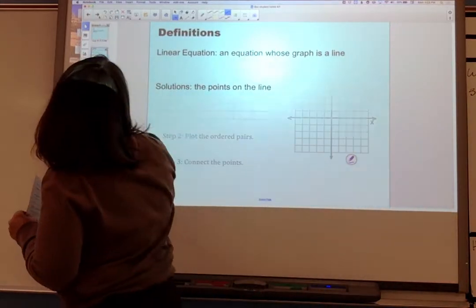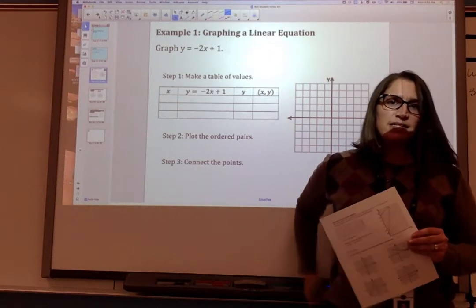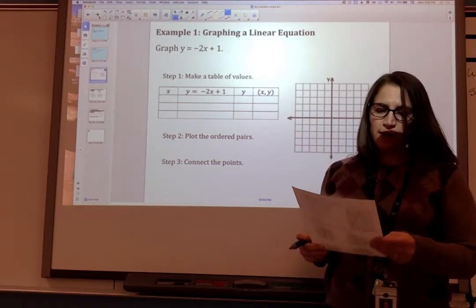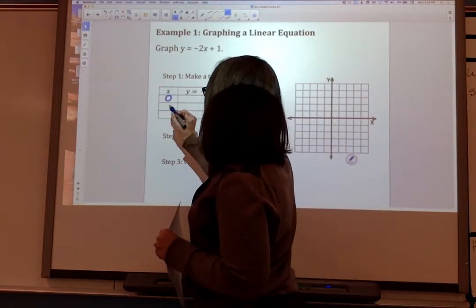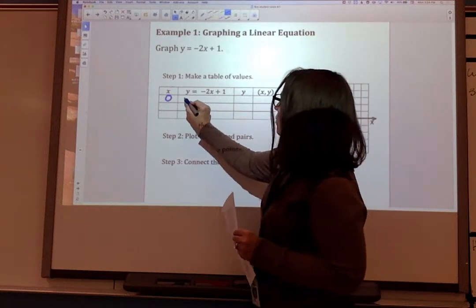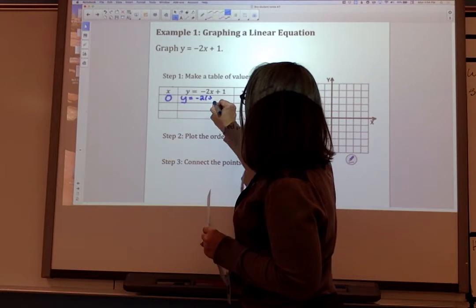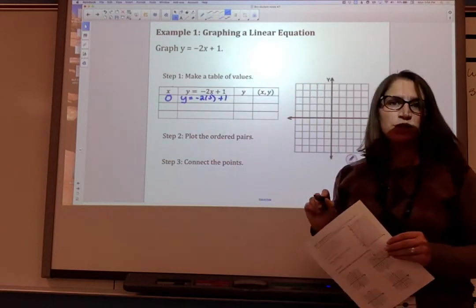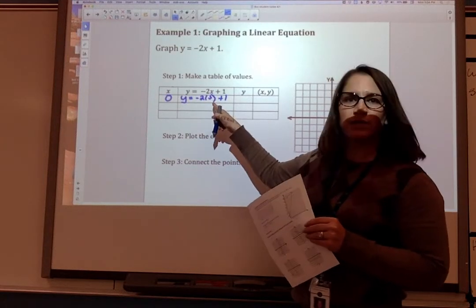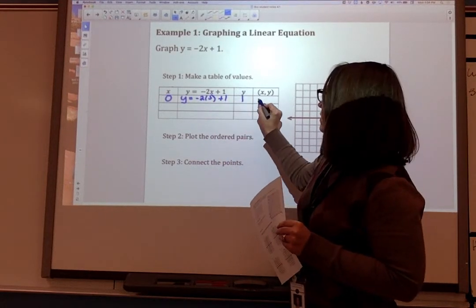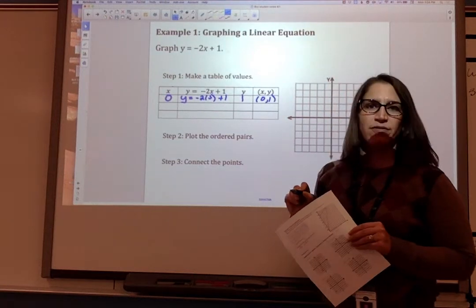So let's look at our first example. We're going to graph the equation y equals negative 2x plus 1. And we're going to use some different values of x. Let's start with 0 because that's usually an easy one. So we'll say y equals negative 2 times 0 plus 1. So we're just going to fill in 0 in place of x. So negative 2 times 0 is 0, plus 1 is 1. So the point 0, 1 is on the graph.